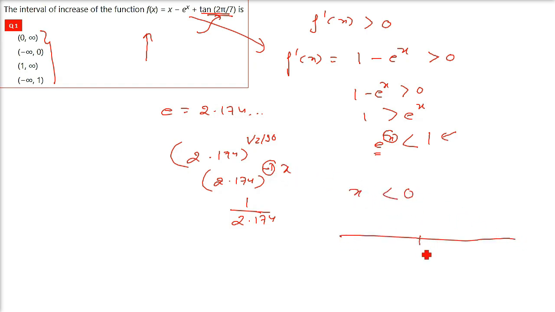In number line, if I want to show it, anything which is less than 0, you will go up to negative infinity. So negative infinity and 0, that is the interval they are asking, is from negative infinity to 0. X belongs to negative infinity to 0. What is the option? This is the second option we are talking about.